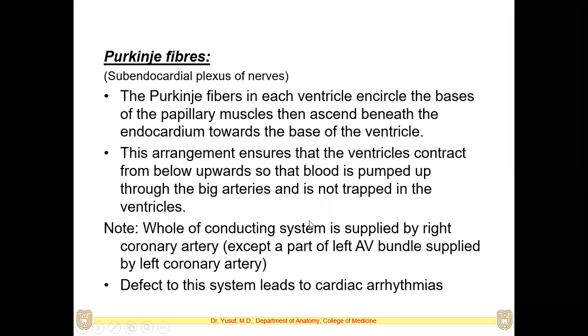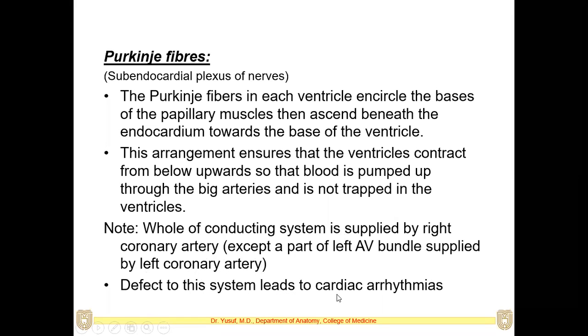Note, the whole of the conducting system is supplied by the right coronary artery. As we have stated before, the main supply to the conducting system, especially the SA node and AV node, is by the right coronary artery. Even though the left coronary artery also gives a branch, the main supply is from the right coronary artery, except a part of the left AV bundle supplied by the left coronary artery. Most of the part is supplied by the right coronary artery.